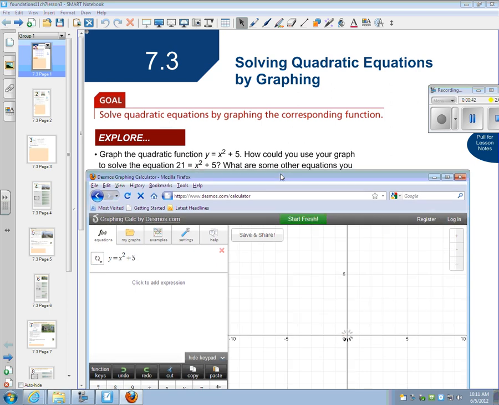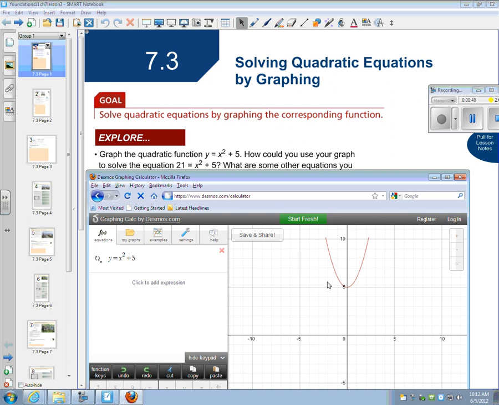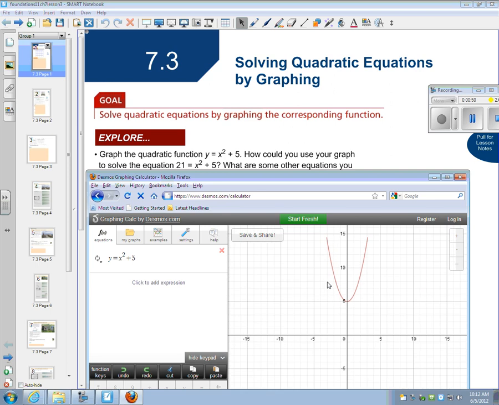And there I get a parabola. Okay, and on here I can zoom in and out. I use the scroll on my mouse. You can also use these things here. So you can see I have a vertex at 0, 5. Its axis of symmetry is x equals 5.